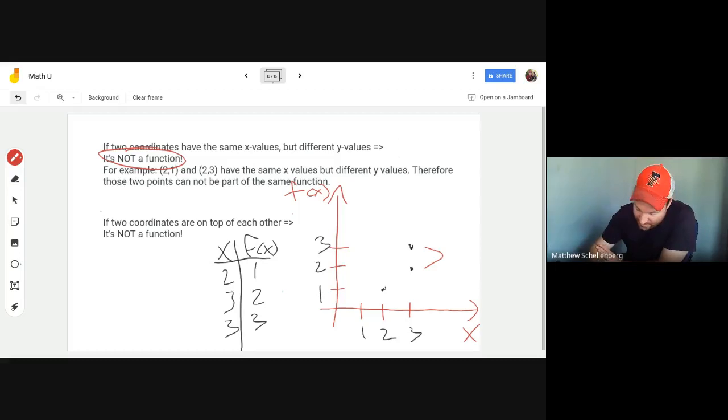If you can pass a vertical line through 2 coordinates on your graph, that means it failed the vertical line test, and therefore it is not a function. Now, that's all great, but what you really want to be able to do is look at the coordinates themselves without a picture, without a graph, and just be able to say it's not a function.